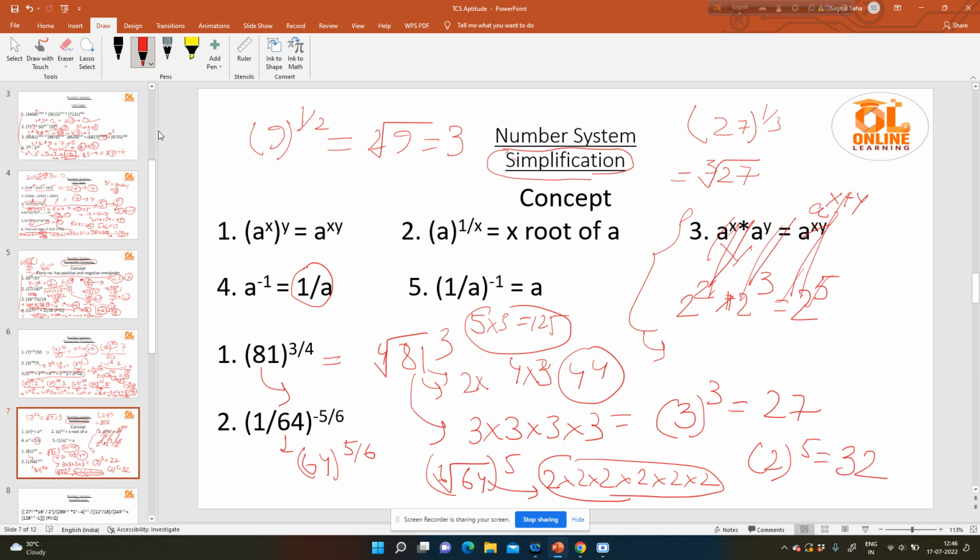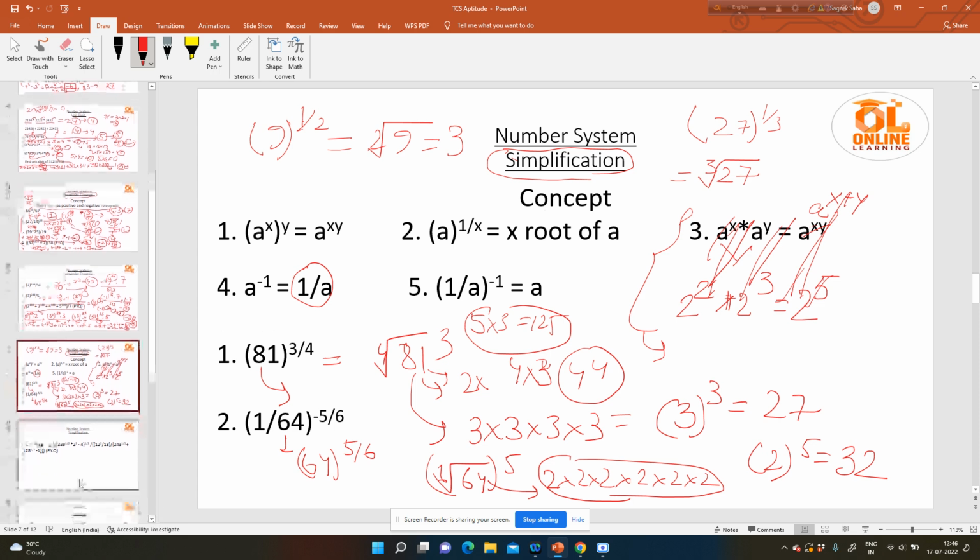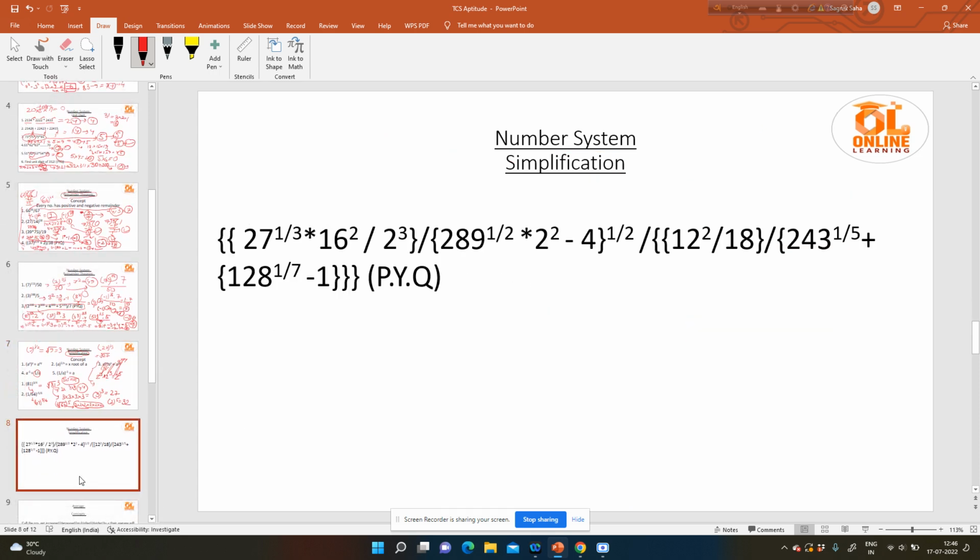Like this way you can save your time in exam. Okay, now let us move to the next question. This is a previous year question of simplification. This is a very easy question, it is only big in size.